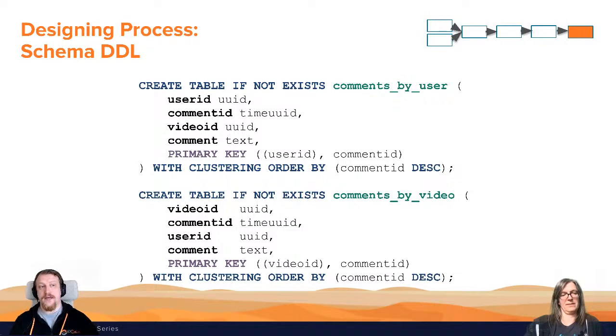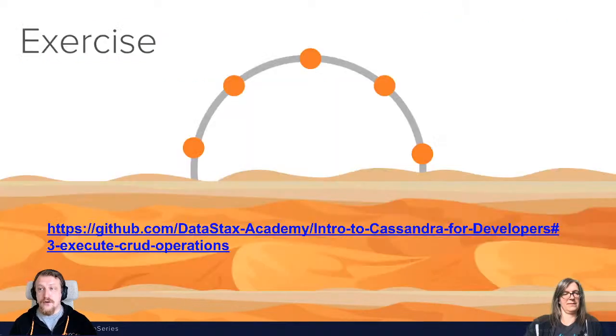And finally, we have our table creation language definition. So we go with create table if not exists comments by user. All our properties specified. Partition key will be user ID. Clustering column will be comment ID, with clustering order by comment ID descending, because comment ID is time UUID. And mostly the same for comments by video. And you want the most recent first, right? Yeah, exactly.